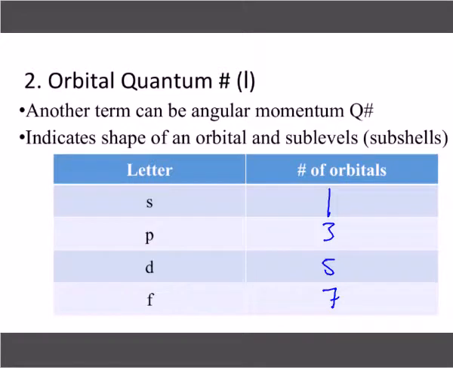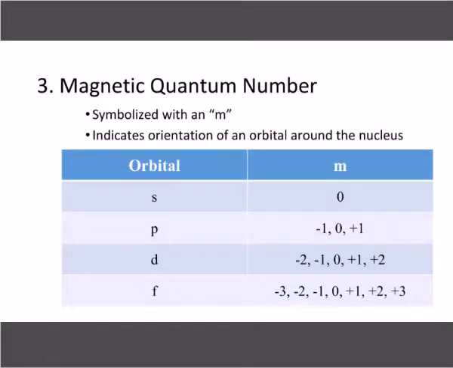And then each orbital holds up to 2 electrons. So what's the total number of electrons the S sublevel can hold? 2. P? 6. D? 10. And F? Okay. Let's talk about the third quantum number.